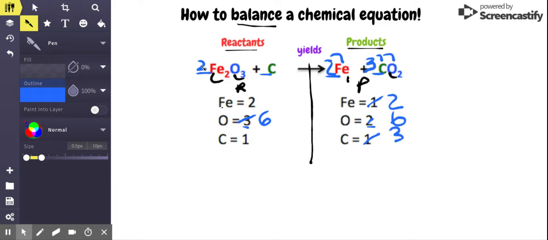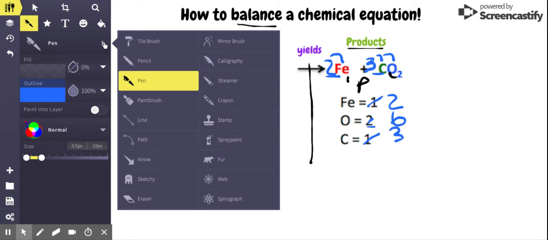Now, this 2, this coefficient, has to go to both. So unfortunately, this becomes a 4, which is an easy fix. But now we have 4, 6, 1, which needs to match up over here. So if I want to match this 4 and this 4, I'm going to actually have to go back here. I'm going to have to do a little quick erasing here.